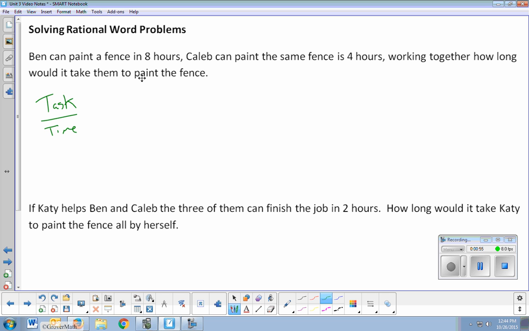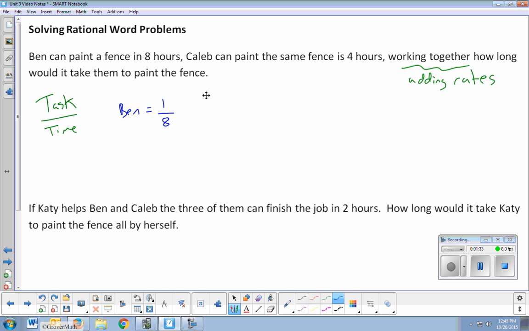And if I add those rates together, that's going to be their combined rate. So that's really what we need to figure out, how to express them in a way of adding their rates. So working together, think of that as adding the rates together. So Ben's rate is that he could paint a fence in 8 hours. So the task is to paint one fence, and he can complete that task in 8 hours. So we want to think of Ben's rate as 1 over 8.